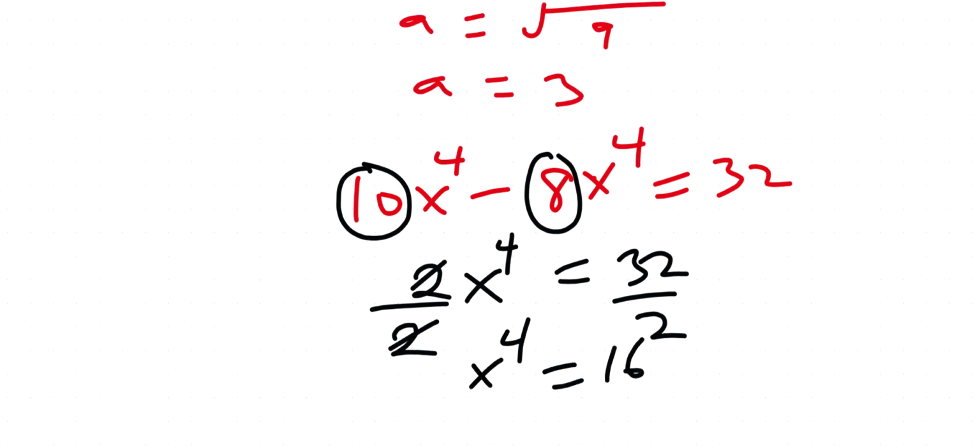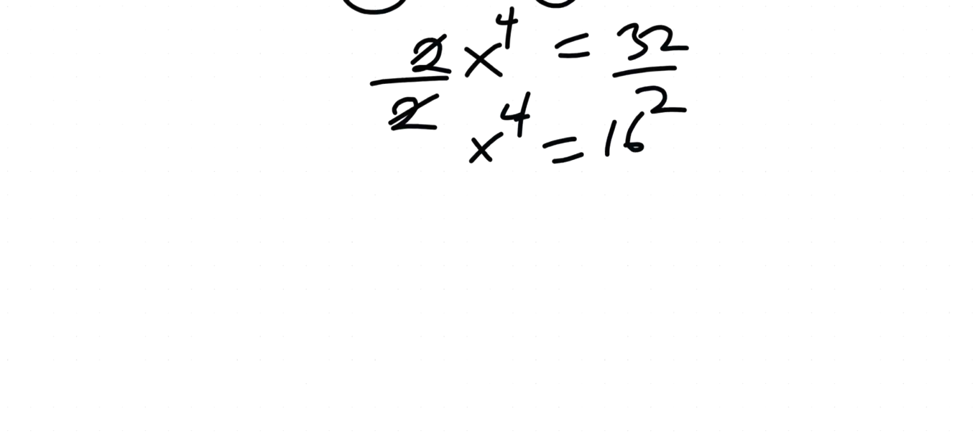Any of the methods can be used by us. I've chosen two methods. You can say this is x raised to power 4. We can decide to write 16 in this form. The prime factorization of 16 is 2 raised to power 4, 2 times 2 times 2 times 2. And here, this 4 can cancel out, and we'll have x is equal to 2.